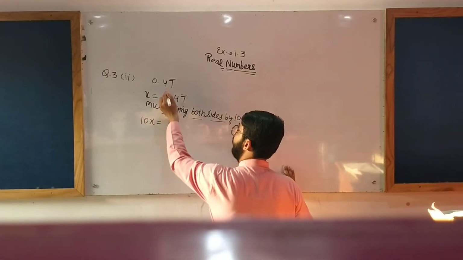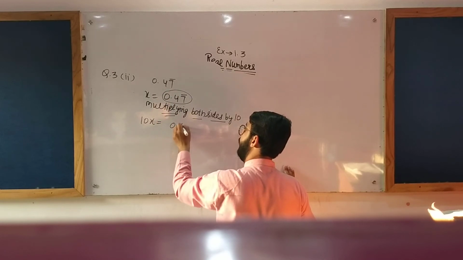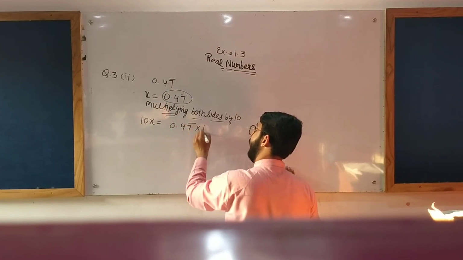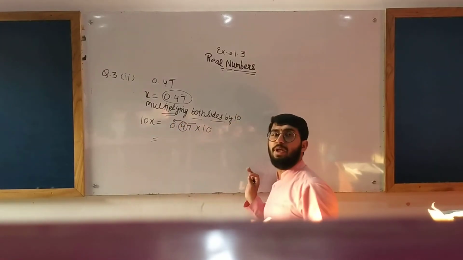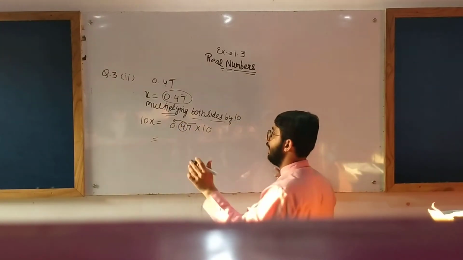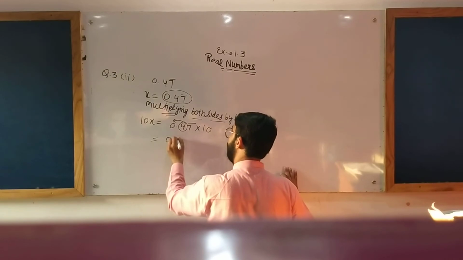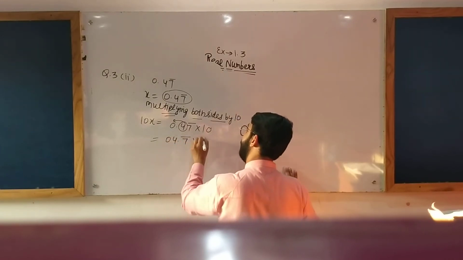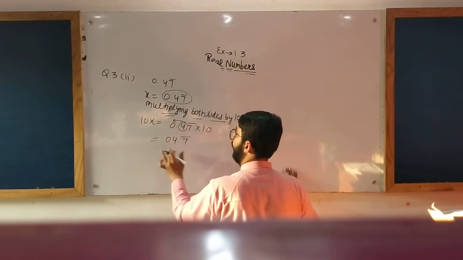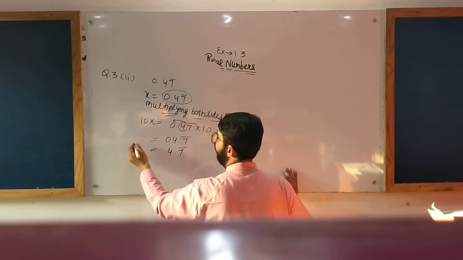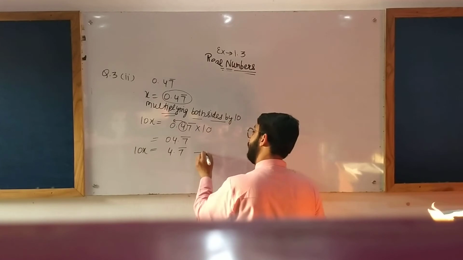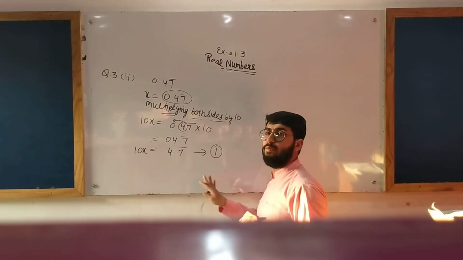When you multiply this number 0.47 bar by 10, just a digit from the right will shift to the left. It will be 4.7 bar. So 10x equals 4.7 bar. Now give it equation number 1.